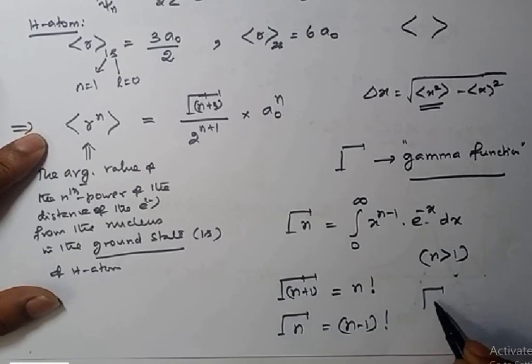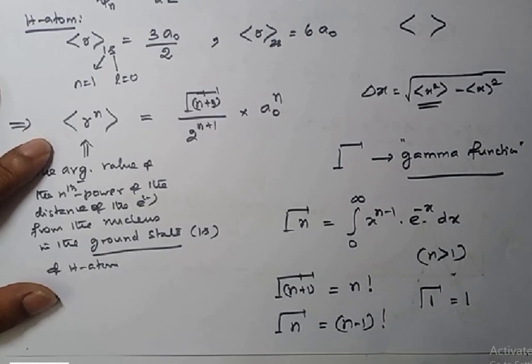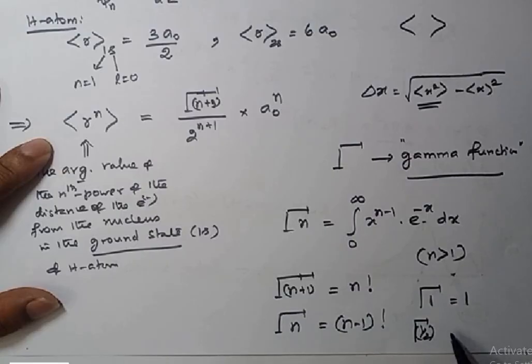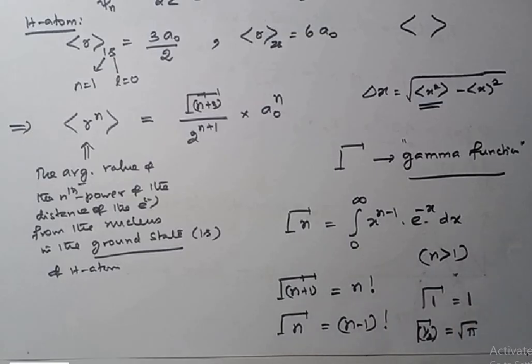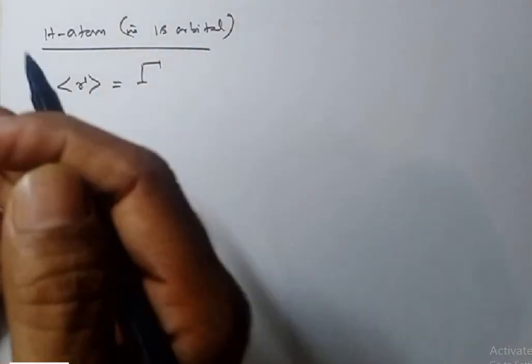What is the gamma function of 1? Gamma function of 1 is 0 factorial. What is 0 factorial? 1. So gamma function of 1 is 1. And this is very important: gamma function of 1 by 2 is square root of pi. Just note down. Now our goal is to find the average value of r, r square, r cube and all.